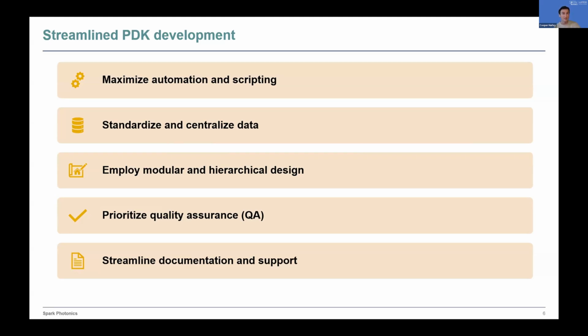Another goal would be to standardize and centralize your data. So that means keeping all the valuable process information in the same place. This includes design rules and the device parameters. Additionally, it would be good to stick to your typical naming conventions for layers, parameters, and files across your PDK elements and tools. Additionally, it would be good to employ a modular hierarchical design.